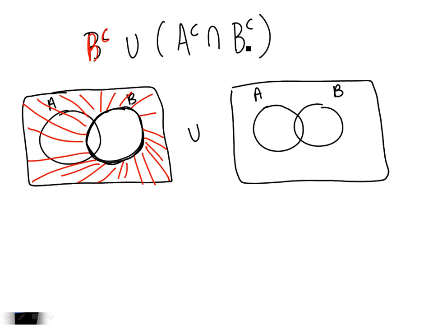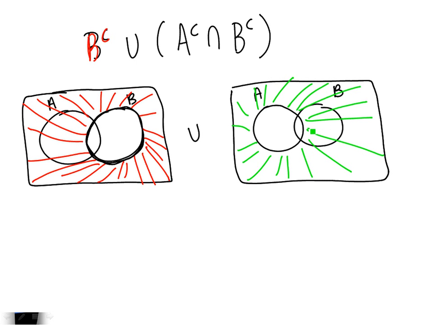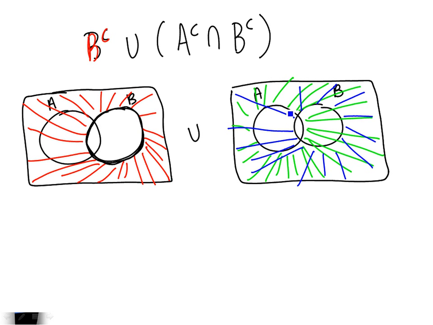Alright, A complement intersection B complement. Now that may take some time. Okay, so I'm going to use two different colors. What is A complement? A complement is everything outside of A and then I'm going to change colors. What is B complement? B complement is everything outside of B. Everything outside of B. Now, it didn't say the union of these two things, so this is not the answer for A complement intersection B complement.